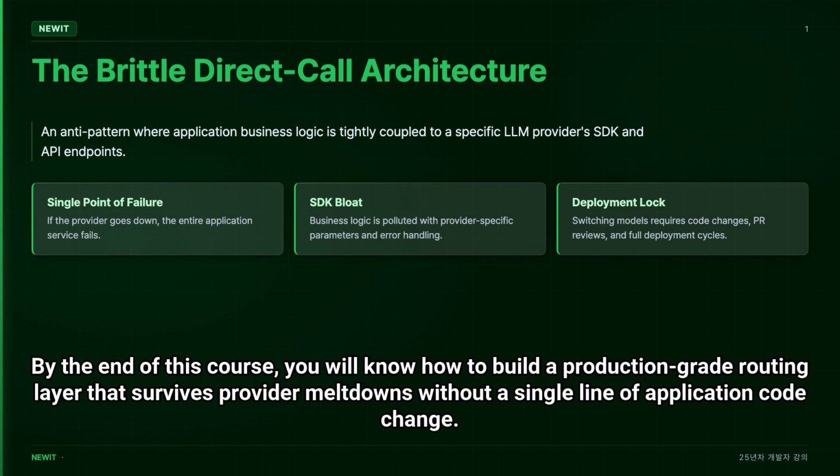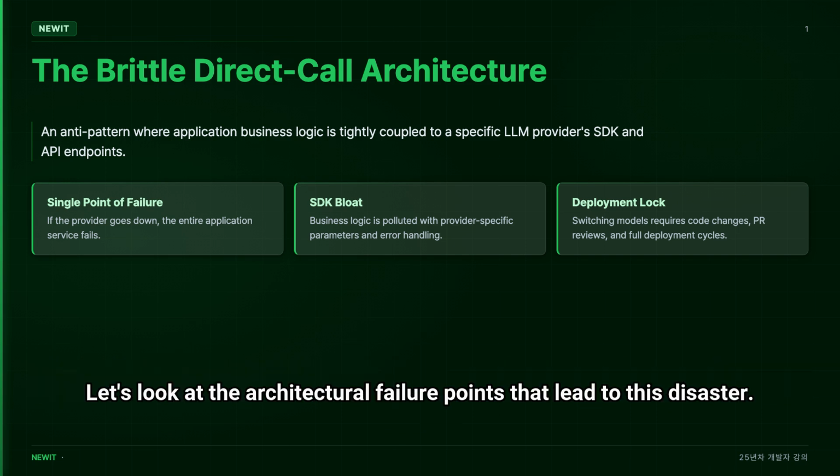By the end of this course, you will know how to build a production-grade routing layer that survives provider meltdowns without a single line of application code change. Let's look at the architectural failure points that lead to this disaster.